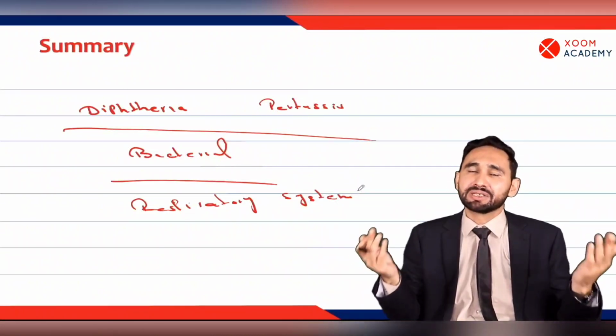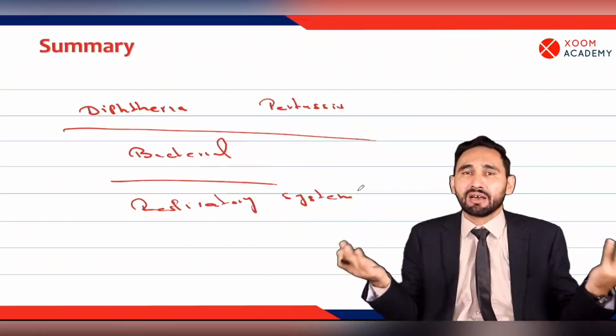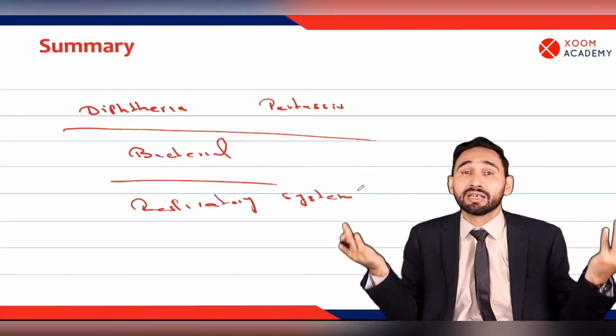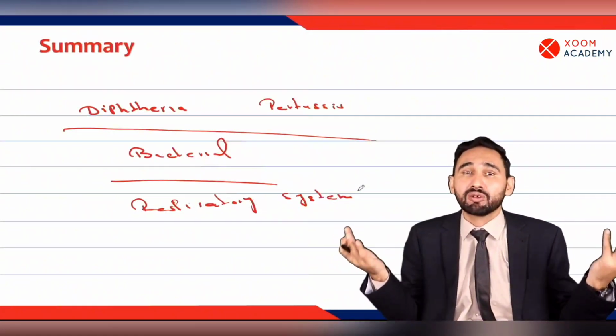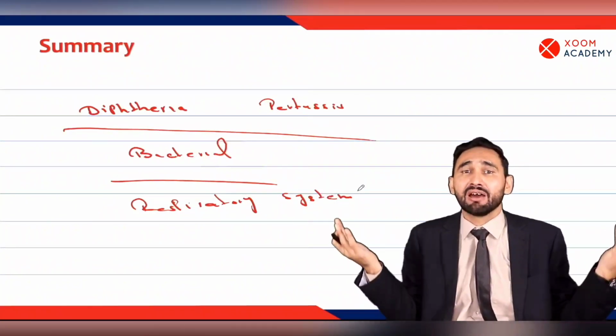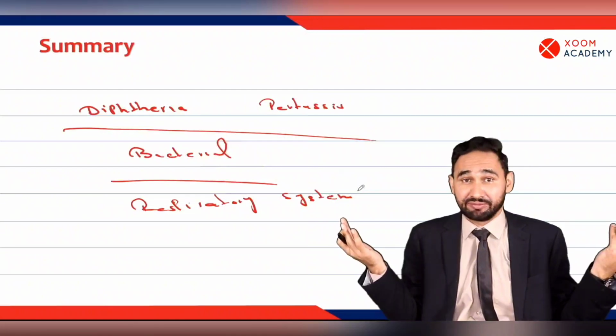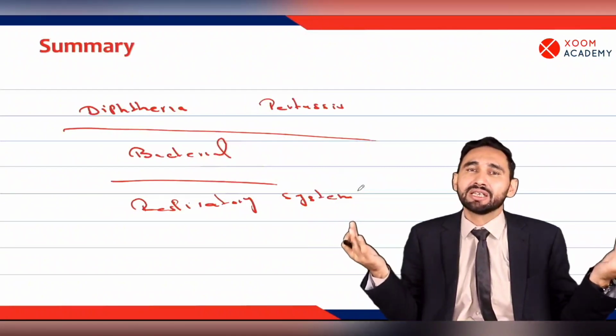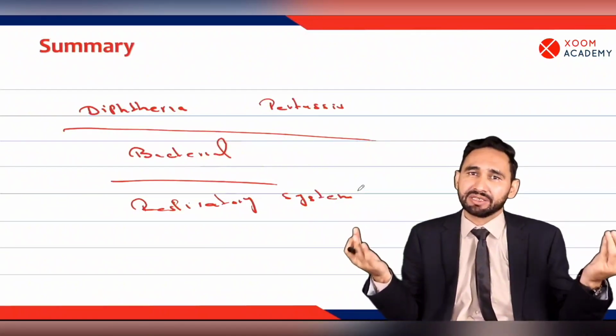Then we discuss pertussis or whooping cough. Whooping cough is a cough. It is also called 100-day cough. It produces a whoop, a croak. The child is malnourished. The child is having cough. It's a bacterial infection caused by Bordetella pertussis and Bordetella parapertussis.